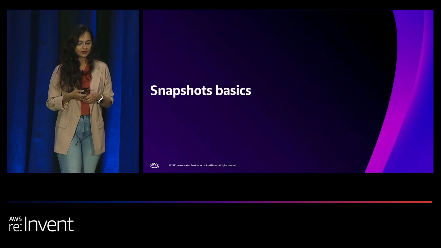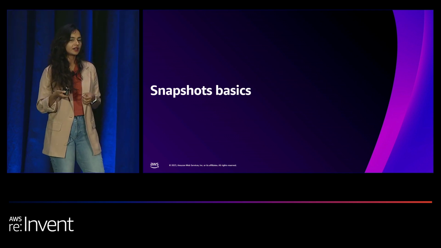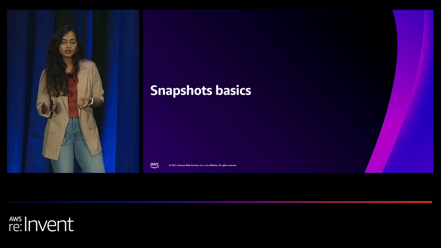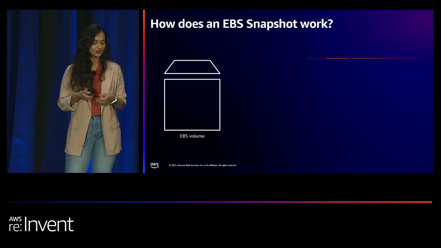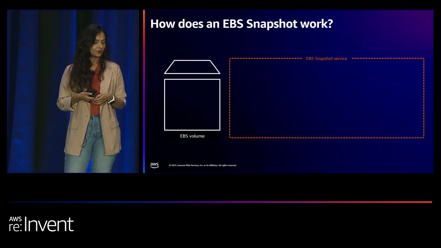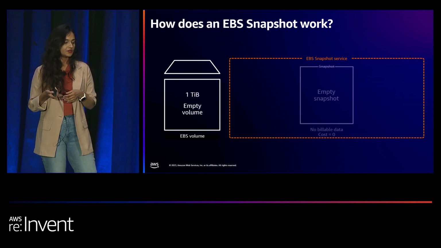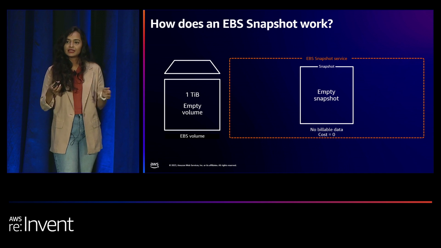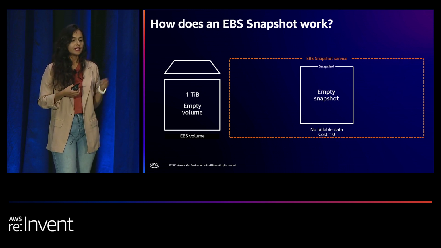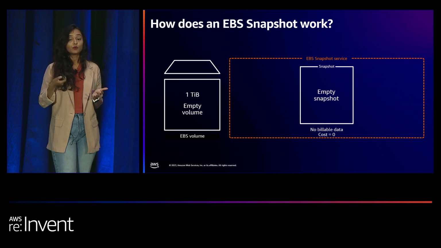All right, so now let's talk about some of the basics related to snapshots. We're going to start by talking about how incrementality works. A lot of you might already be familiar with this, but it never hurts to go back to the basics. In this example, we have an EBS volume. The provisioned storage for this EBS volume is 1 terabyte, but I haven't yet written any data to it. So if I snapshot this volume, the snapshot is also going to be empty, because there is no data to snapshot, and you won't be billed for it.